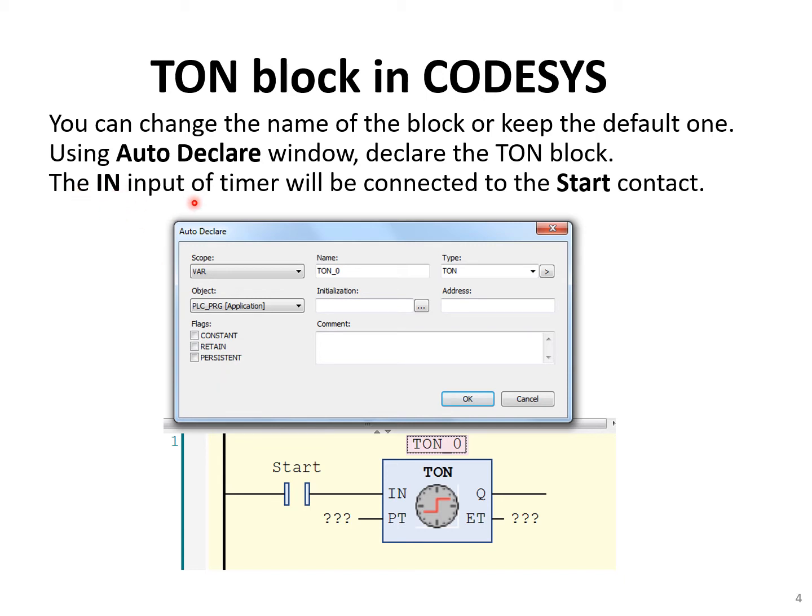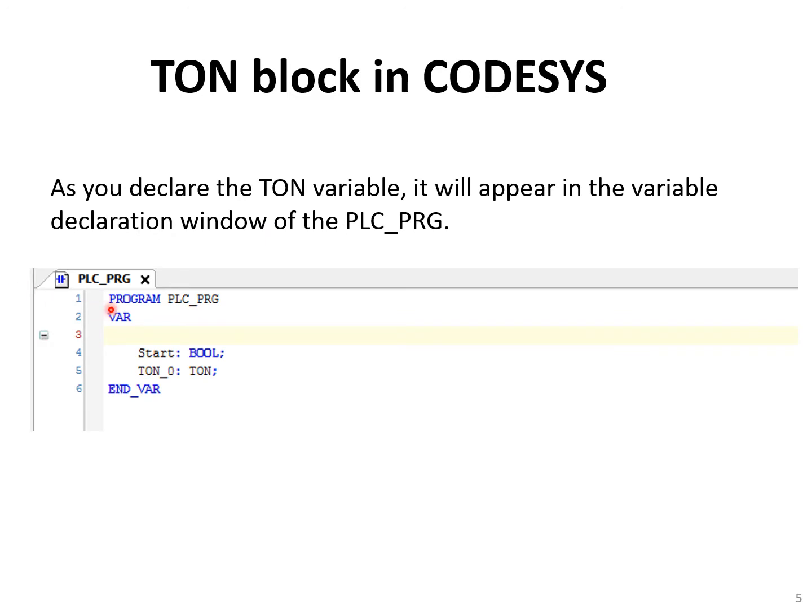The input of timer will be connected to the start contact. This input, you need to connect it to the input. You could either change the name of the timer or leave it as the default one, so it doesn't matter. And the type, you shouldn't basically touch the type because you need a timer on delay. As you declare the timer on delay variable, it will appear in the variable declaration window of the PLC program.